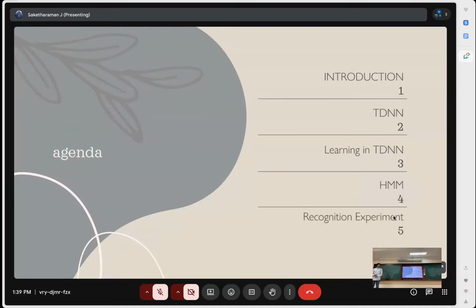In this presentation I will be covering what time-delay neural networks and hidden Markov models are, how learning in those models works, and comparing it to different models.